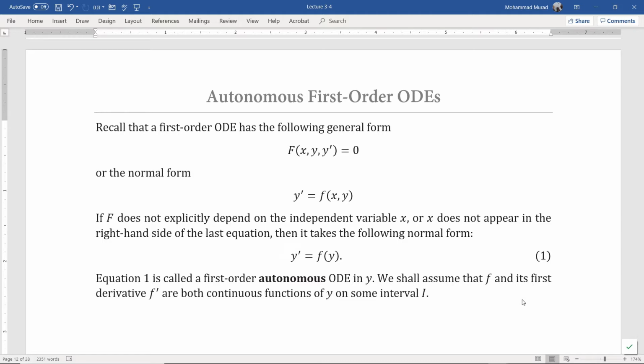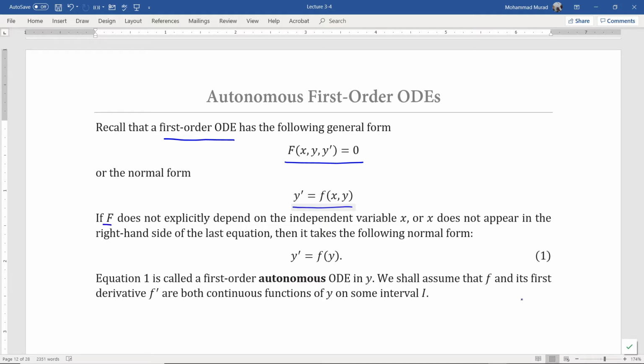Recall that a first-order ordinary differential equation has the following general form, or the normal form: y prime equals some function f of x and y. Here x is the independent variable and y is the dependent variable.